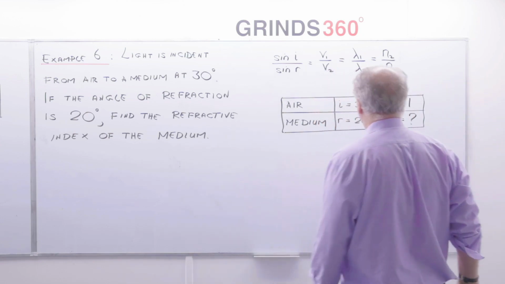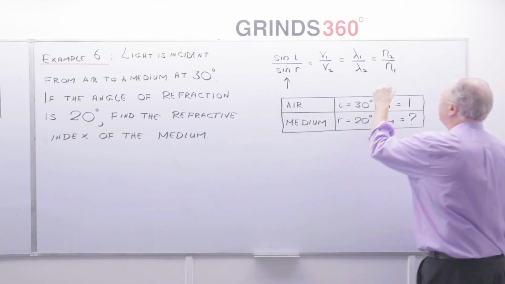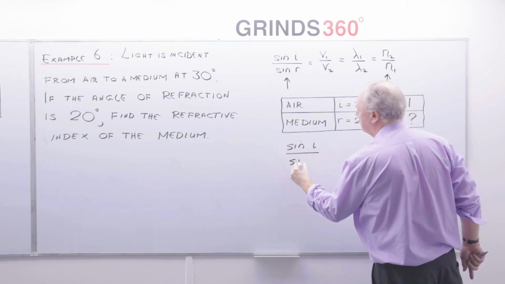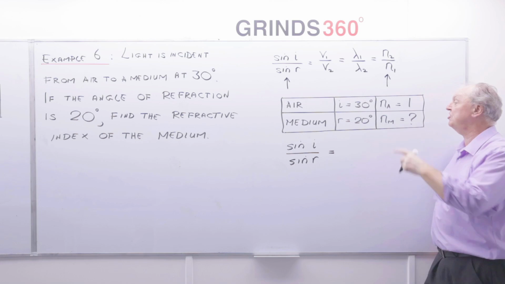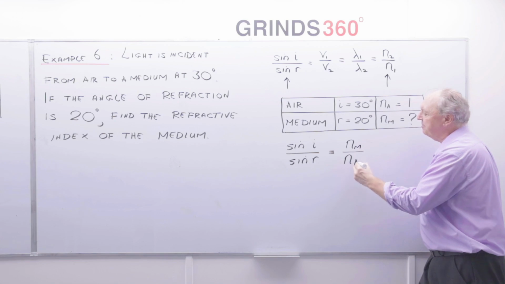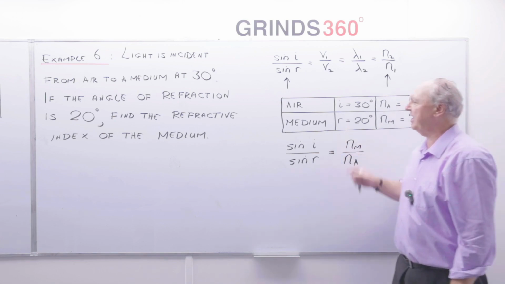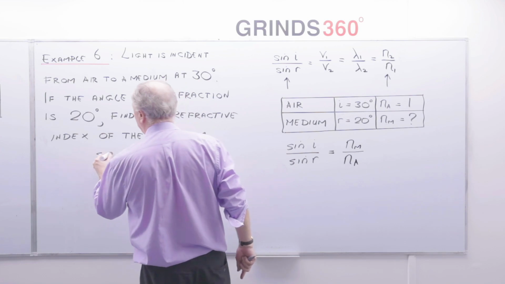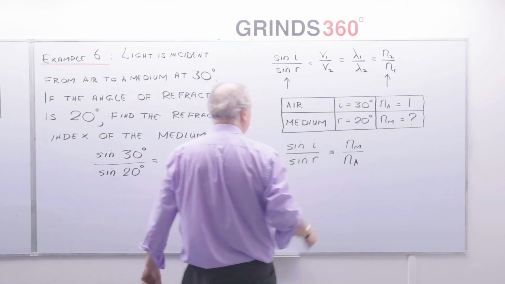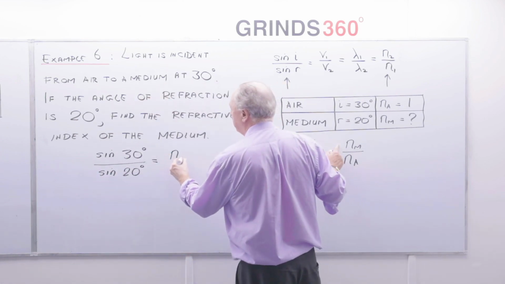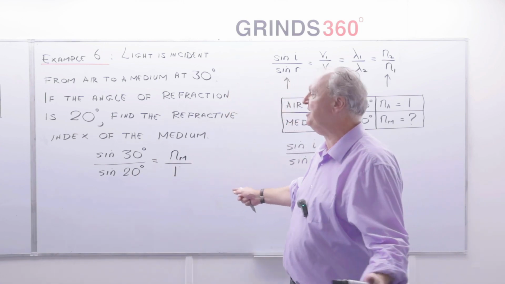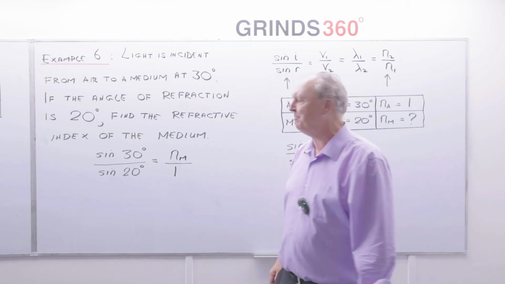So I'm going to take two parts of my formula. I'm going to take this part here, and I'm going to take the last part. So write it down, sine I over sine R is equal to, but don't forget, of course, to turn the refractive indices upside down. It's going to be NM divided by NA. So let me put the numbers in. Sine I is sine 30, divided by sine R is sine 20, and that's equal to NM, I'm looking for that, divided by NA, well, that's 1. So I can just forget about that. So the refractive index of the medium is simply sine 30 divided by sine 20.